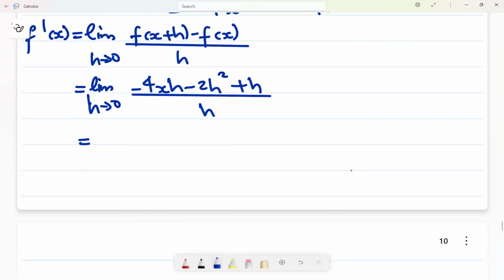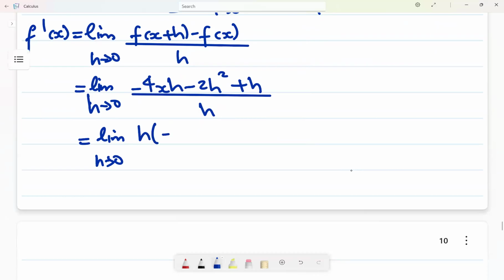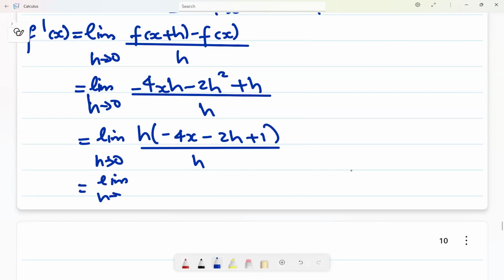Then remember, my target is to remove this h. How can I do that? I have to take out the common factor h. Just take out h as common factor, leave out the negative, okay? Just say h times negative 4x minus 2h plus 1, divided by h. This is the same as the limit as h approaches 0 of, can you see now, this one and this one cancels. It's going to be negative 4x minus 2h plus 1.